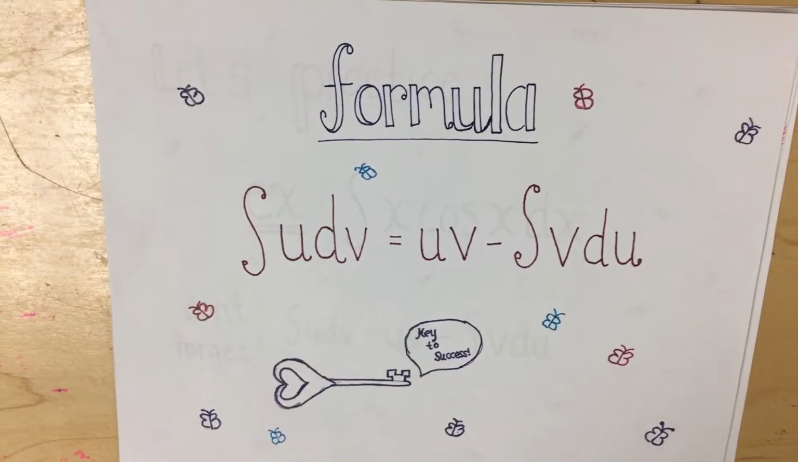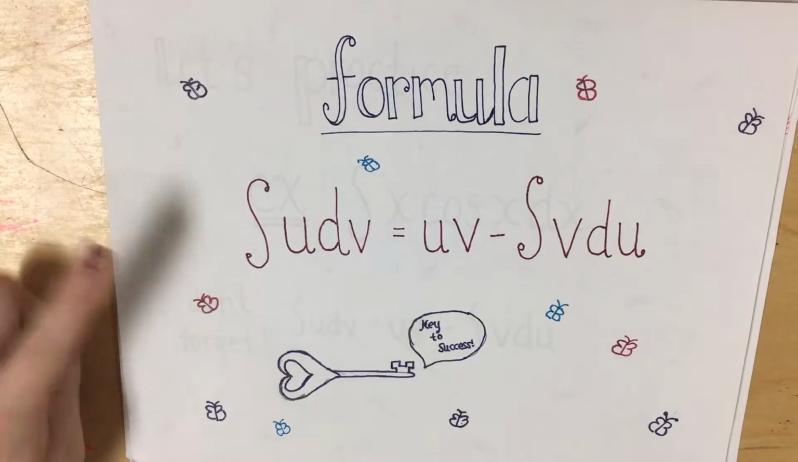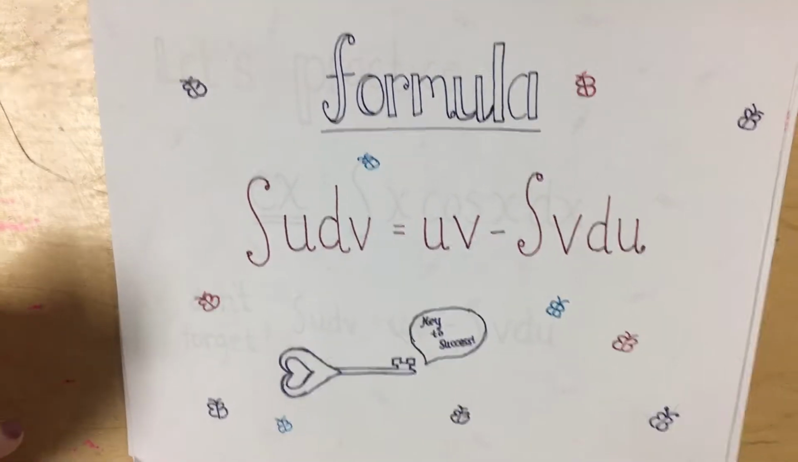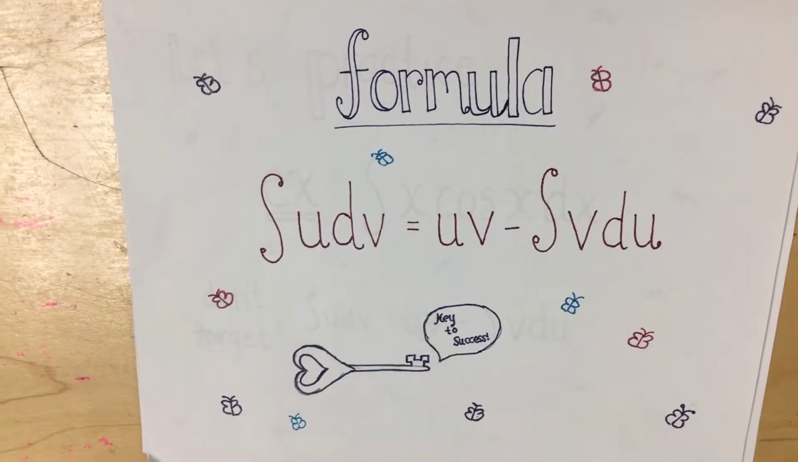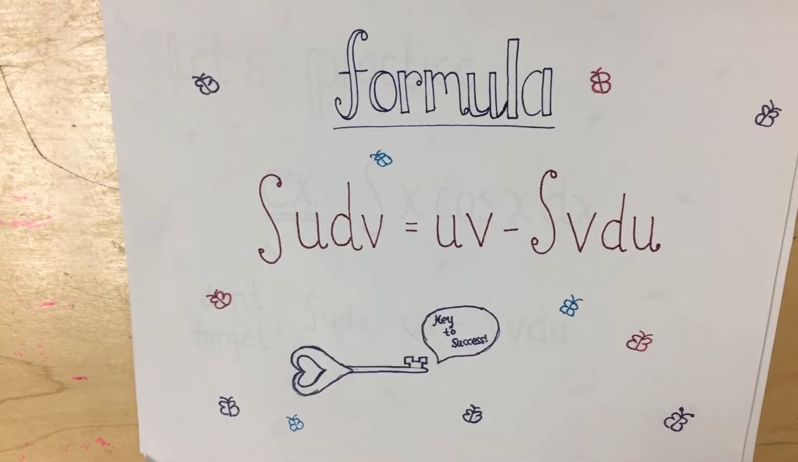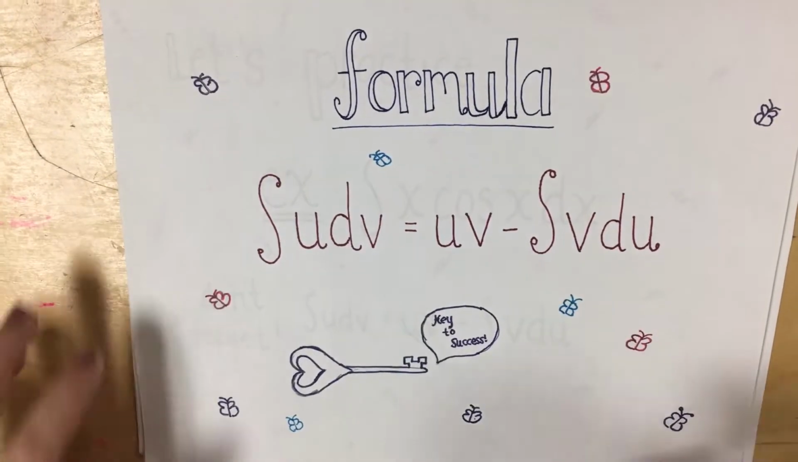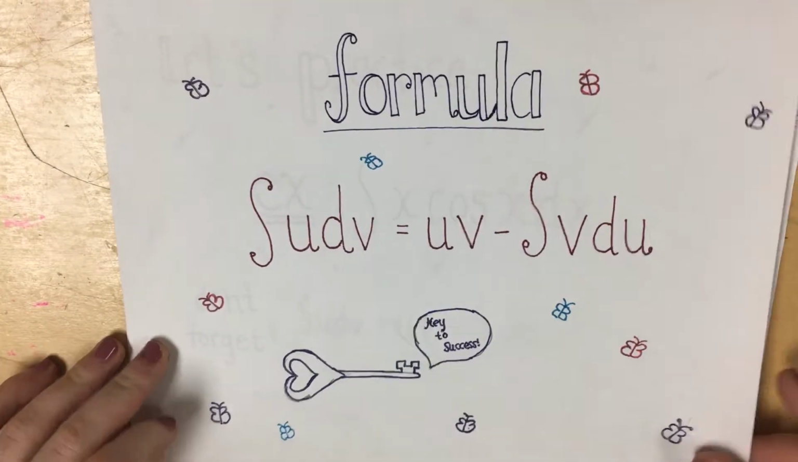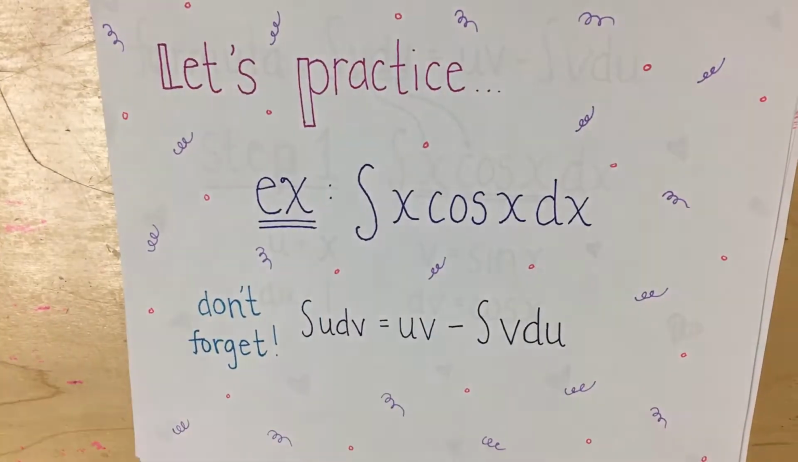So the basic formula for integration by parts is the integral of u times dv equals u times v minus the integral of v times du. And that's the key to solving any integration by parts problem.